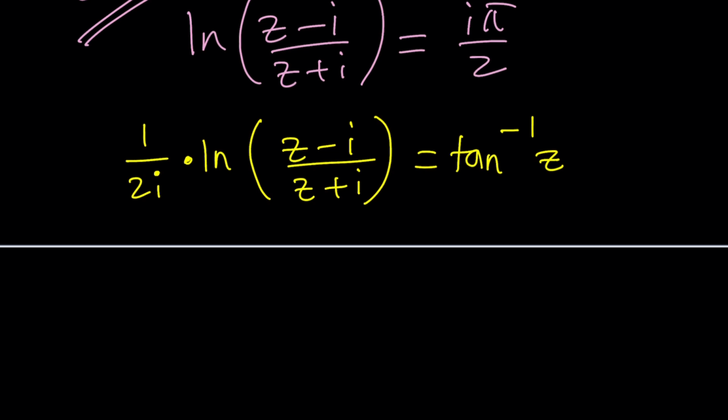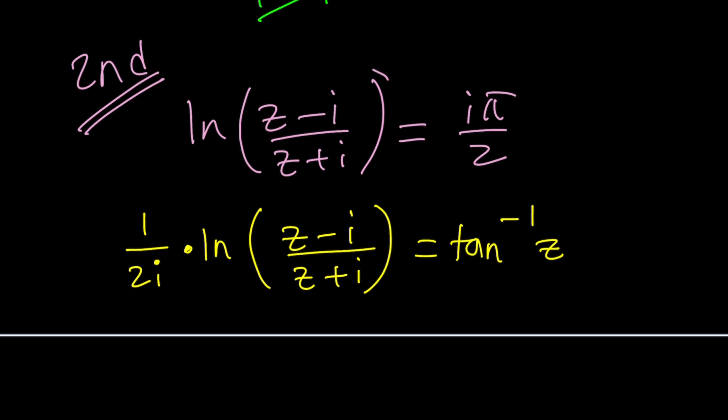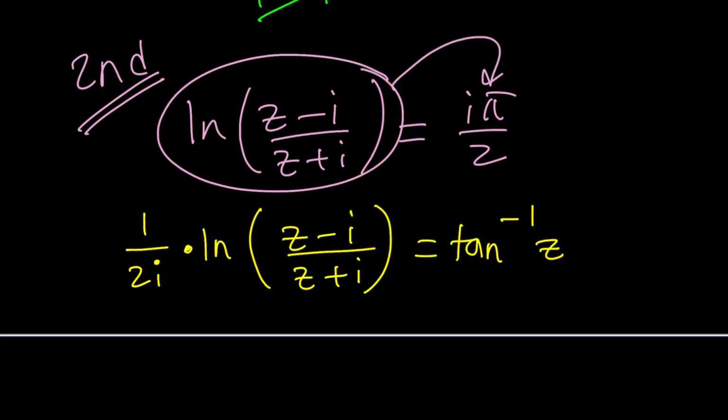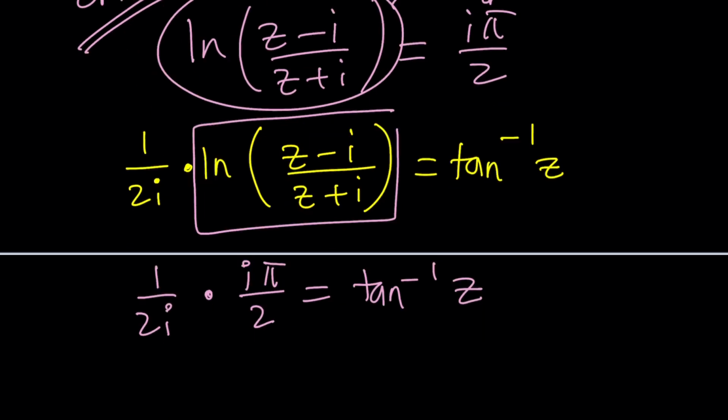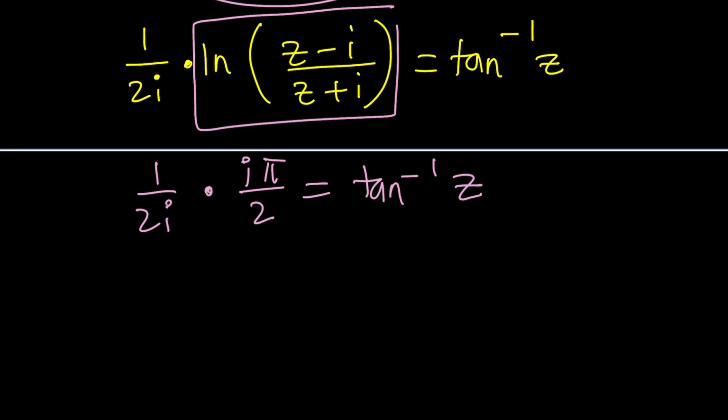Now, what am I going to do with this? Well, I'm given that this part is i pi over 2. So just replace it with that. This is 1 over 2i times i pi over 2, and that's equal to tan inverse of z. Great. Let's go ahead and simplify this a little bit, shall we? This is i and i. I'm going to go ahead and multiply, and that's going to give me pi over 4. But let's just switch sides so we can get a nicer expression. Tan inverse of z is equal to pi over 4.